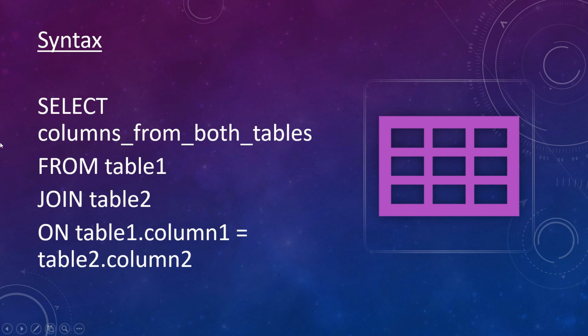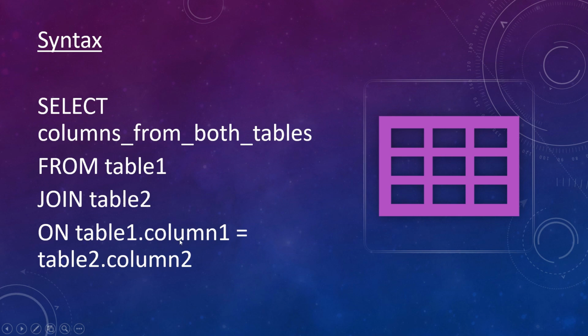Coming to syntax, this is the syntax for using joins. SELECT, then columns, whichever columns we require from both the tables, we mention here, FROM table 1. This is considered the first table, which is written after FROM. Then JOIN table 2, this is considered the second table. ON is part of the SQL syntax for using joins. Then this is how we write table1.column1 = table2.column2.